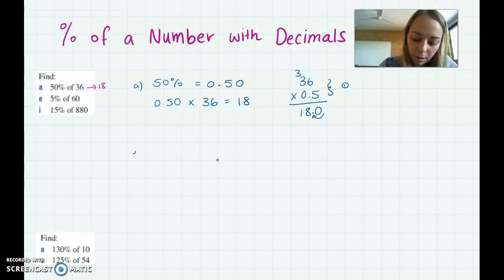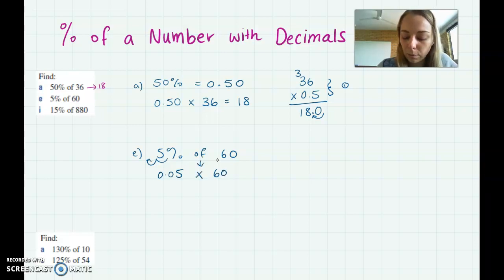So let's have a look at E now. So it's A there, E. 5% of 60. Okay, move that decimal 2 to the left, and it becomes 0.05. Of becomes times 60. So we've got 0.05 times 60. Now, you'll notice that I set my other multiplication up the other way. I put the decimal on the bottom. It doesn't matter. Do whichever one you feel more confident with. It's fine. We've got the placeholder 0.